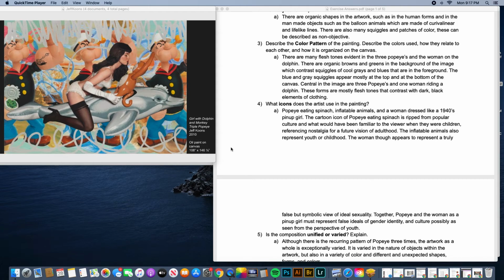Central in the image are 3 Popeyes and 1 woman riding a dolphin. These forms are mostly flesh tones that contrast with dark black elements of clothing. So the pattern refers specifically to how the artwork is organized. Where is the color in the artwork?